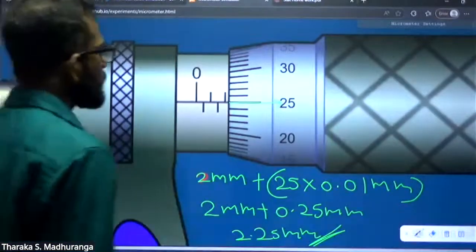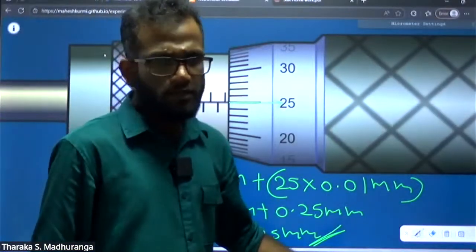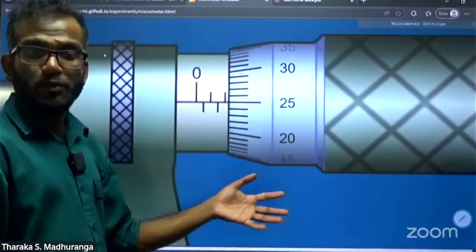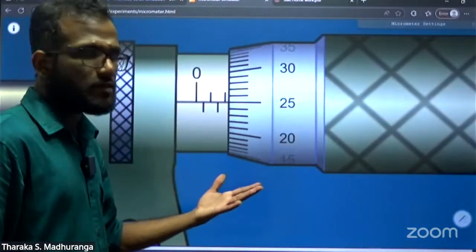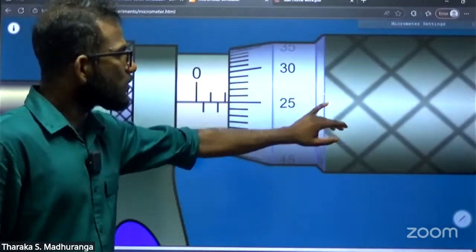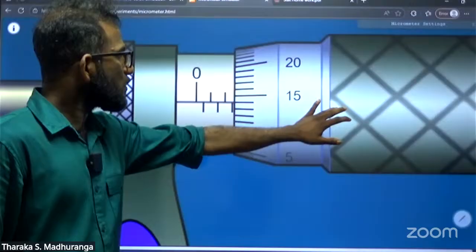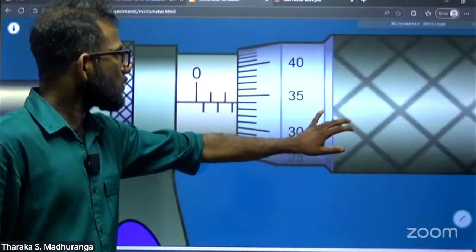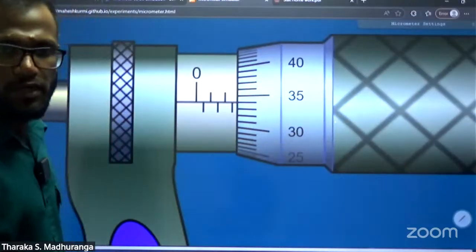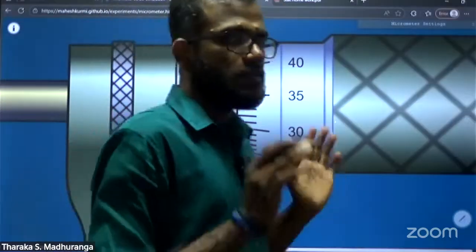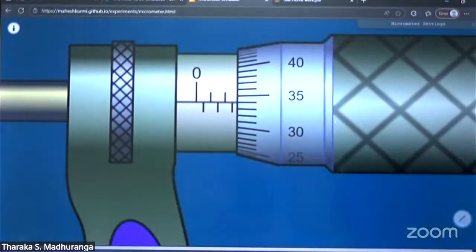Okay, I will give you random measurements. You can try. Okay, quickly. Now try to improve your speed. Now you can understand this method. Okay, this one. Quickly get the value. Within a short time, try to calculate the value.